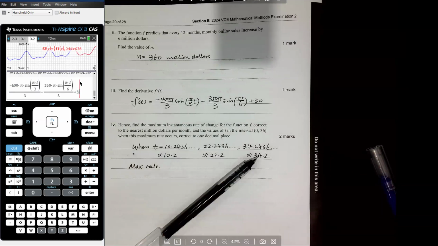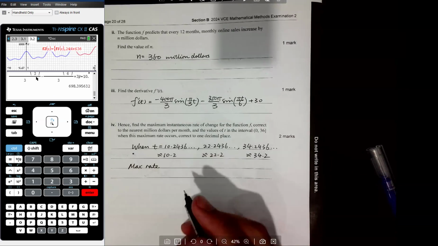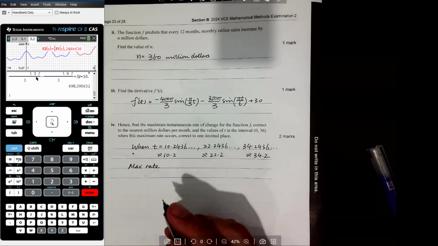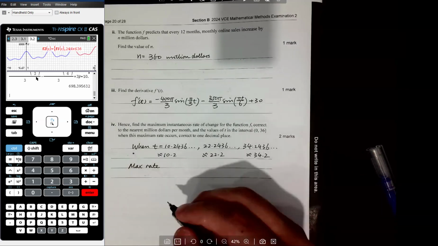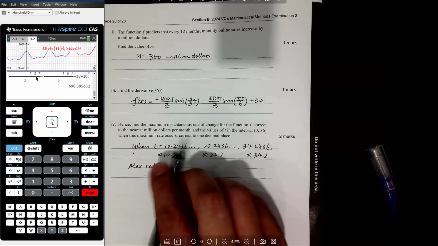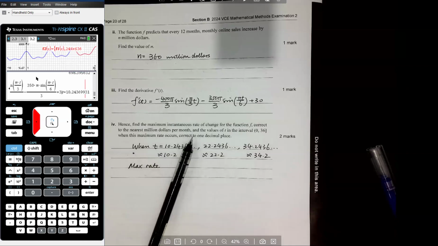So I'm just dragging down the expression and sub this t-value in. Should be 698. Is that correct? Maximum instantaneous rate of change. Oh, actually, it's a 30. That's why you need to bring down the 0 as well. Okay.